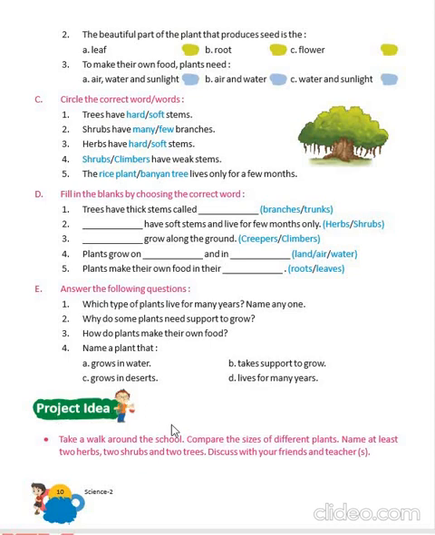Now come to project idea. What you have to do in this? You have to take a walk around your school. Then you have to compare the sizes of different plants and name at least 2 herbs, 2 shrubs and 2 trees. And this you have to discuss with your friends and teachers.